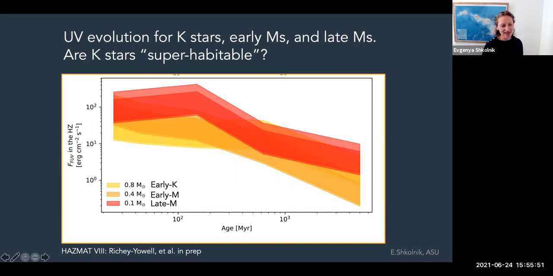So we have, of course, the late Ms do stay active a little bit longer, even increase as they contract onto the main sequence. But the early Ks and the early Ms are not that different from each other. And so we really need to be considering this history of every planet that we want to study around these masses.